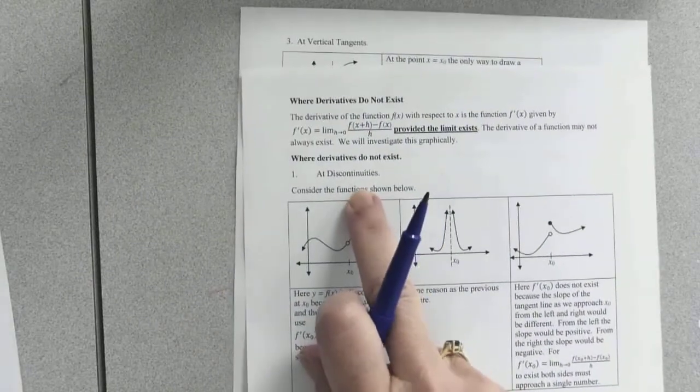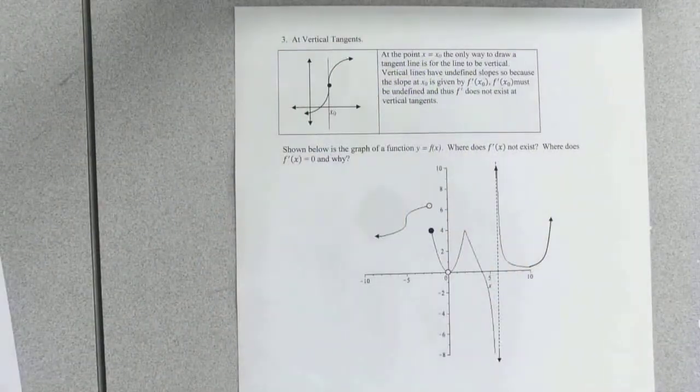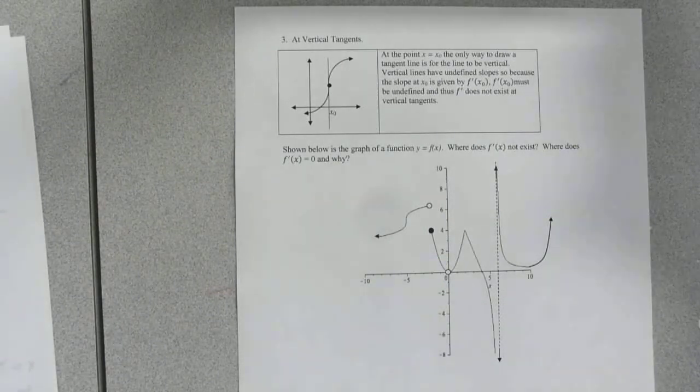So what you need to remember is derivatives don't exist at discontinuities, corner points and cusps, and vertical tangents. Okay, we'll pause here and go to the next lecture.